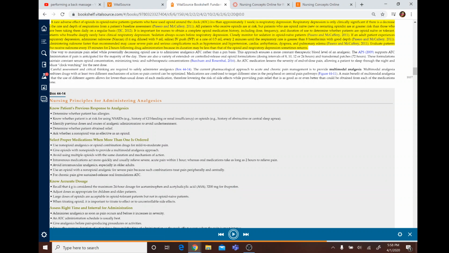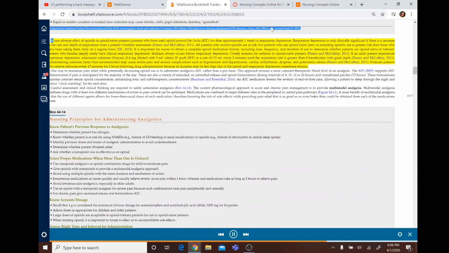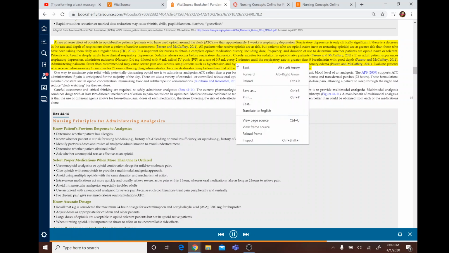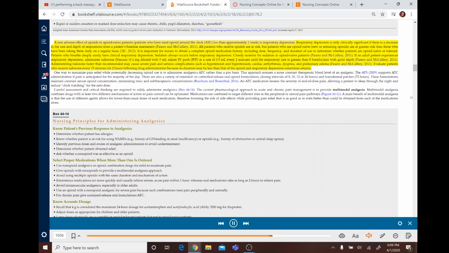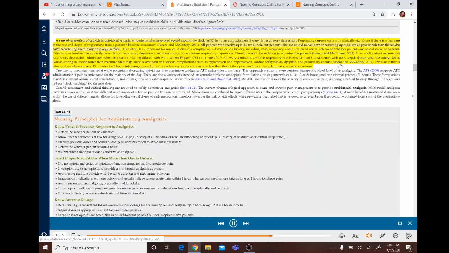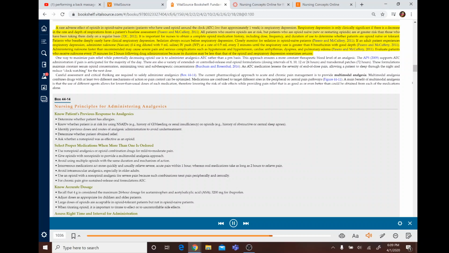A rare adverse effect of opioids in opioid-naive patients, patients who have used opioids around the clock (ATC) less than approximately 1 week, is respiratory depression. Respiratory depression is only clinically significant if there is a decrease in the rate and depth of respirations from a patient's baseline assessment (Pasero and McCaffery, 2011). All patients who receive opioids are at risk, but patients who are opioid-naive, new or restarting opioids, are at greater risk than those who have been taking them daily on a regular basis (TJC, 2012). It is important for nurses to obtain a complete opioid medication history, including dose, frequency, and duration of use to determine whether patients are opioid naive or tolerant.